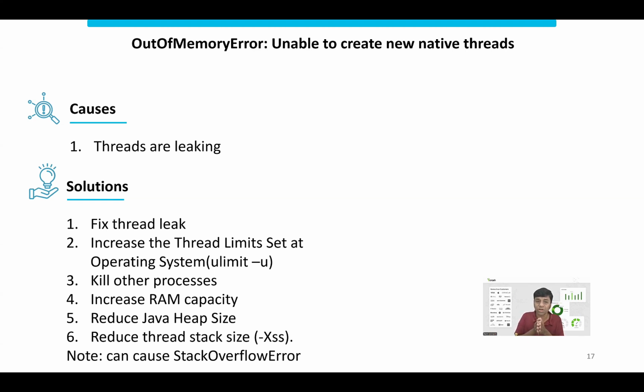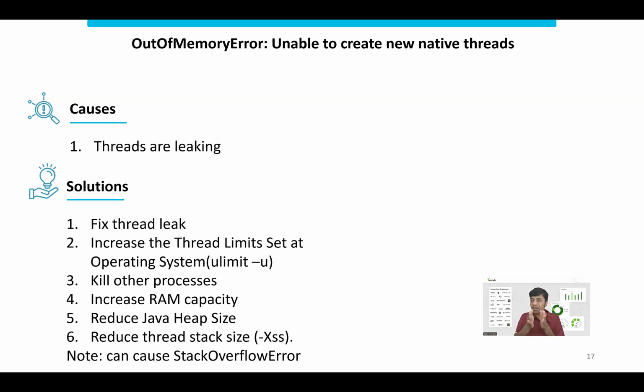In that case, you want to use the ulimit command and increase that limit. Instead of keeping 512 as the limit, increase it to 1024. That could be a second potential solution if you genuinely need a larger number of threads. Friends, the third solution is, see, look at this.